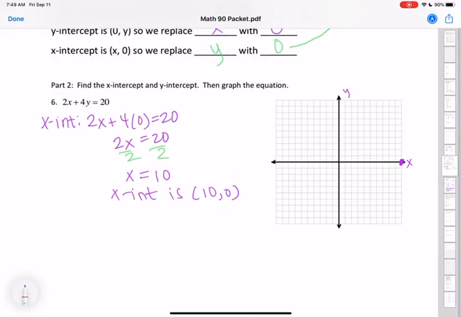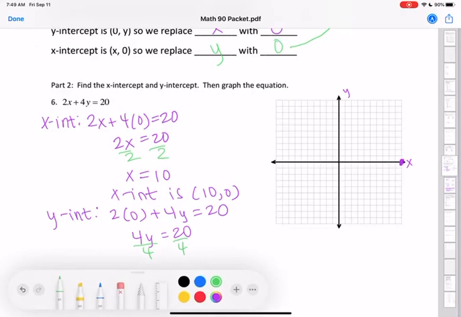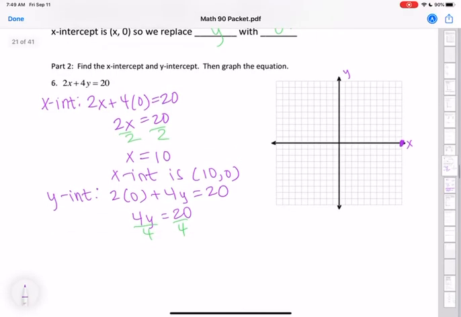Okay, and then for the y-intercept, replace x with 0. So I have 2 times 0 plus 4y equals 20. 2 times 0 is 0, so I have 4y equals 20. Divide to get that y by itself, and I'm getting y equals 5. So that means that the y-intercept is at 0, 5. So I'll go to 5. 2, 3, 4, 5. There it is.